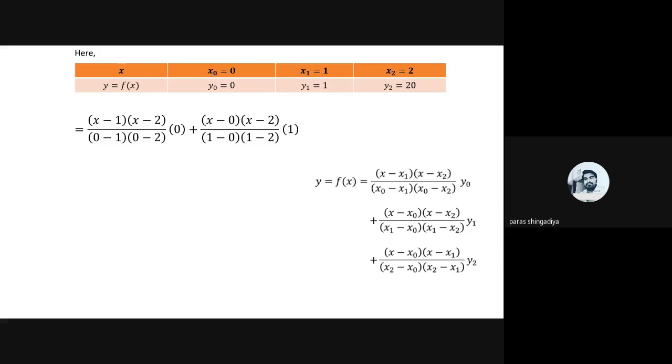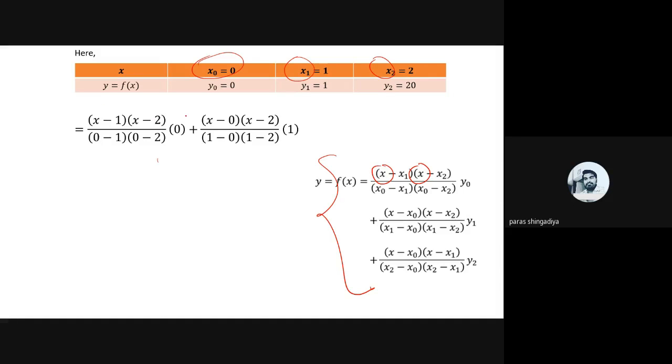In the next step, you can consider the notations x0 x1 x2 if required. It is not compulsory to mention such notations here. That is y0 y1 y2, that is 0, 1 and 20. And in this formula we have x minus x1, x minus x2. So we'll consider x as it is in this formula to predict the polynomial. Okay, you have to define the equation, so here the x you will keep as it is. So the first term will be x minus 1 and x minus 2, because x1 is 1, x2 is 2.